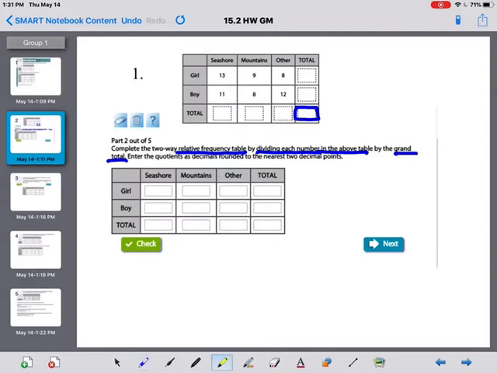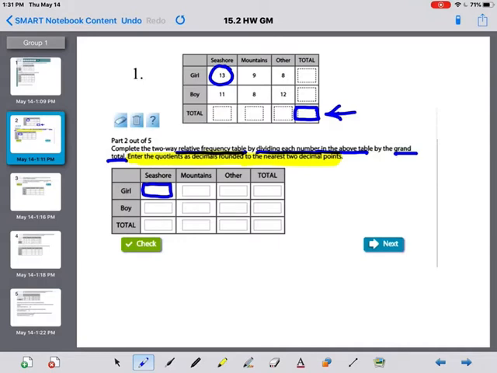Also, another thing you want to be careful with, it says to enter the quotient. So what you get after you divide, you're going to enter them as decimals, not as percents. And you want to make sure, if you need to, to round to 2 decimal places. All right, so for example, if you had to figure out what the relative frequency was for the girls who preferred the seashore, okay, let's say this box here, you would want to take 13 and divide it by whatever you got for that grand total.